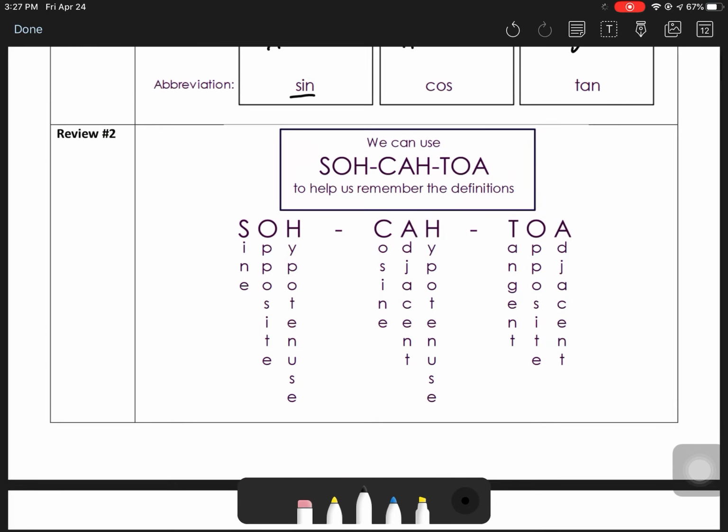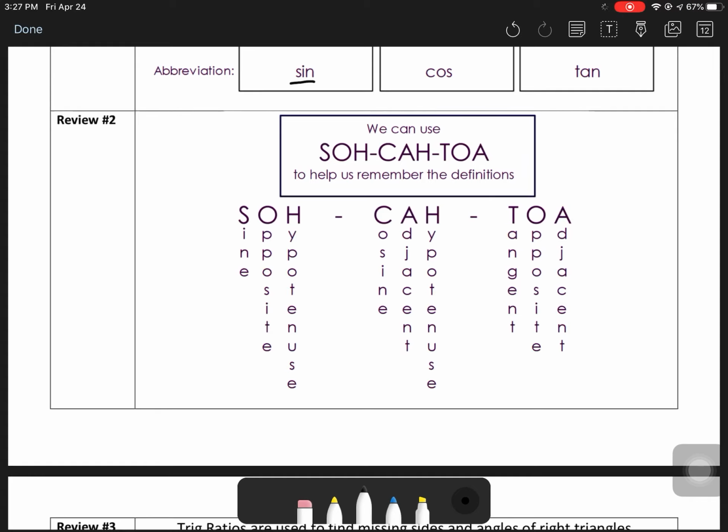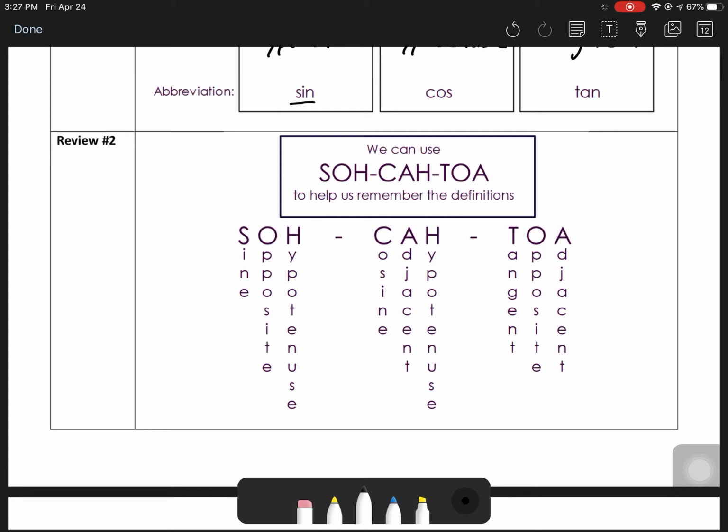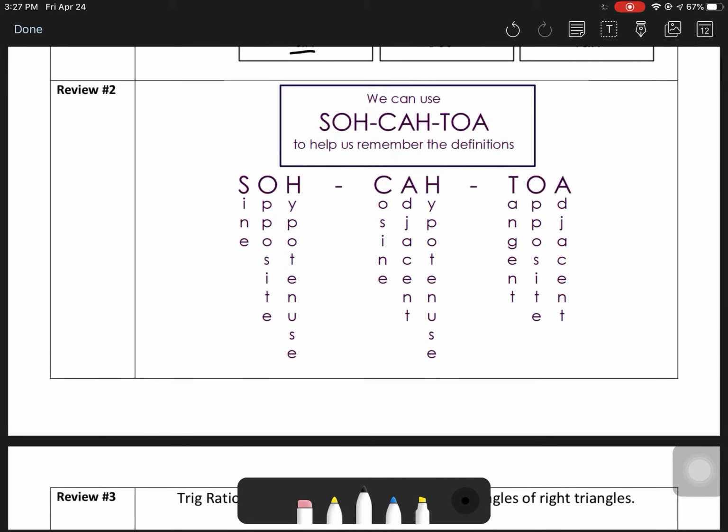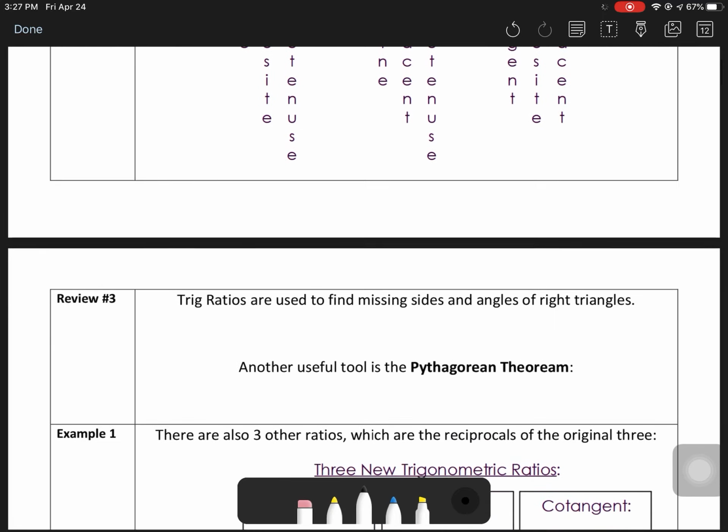Okay. The shortcut to remembering this, depending on who your geometry teacher was, is SOHCAHTOA. So SO is sine, which stands for opposite over hypotenuse. CAH is cosine, adjacent over hypotenuse. And then TOA, tangent, is opposite over adjacent. So that's one way that you can try to remember these. Remember that trig ratios are used to find missing sides and angles of right triangles.